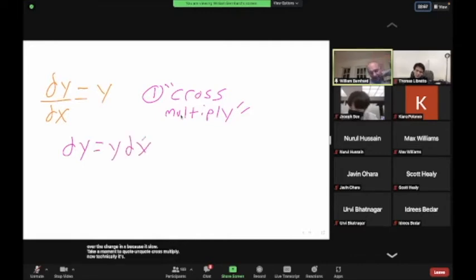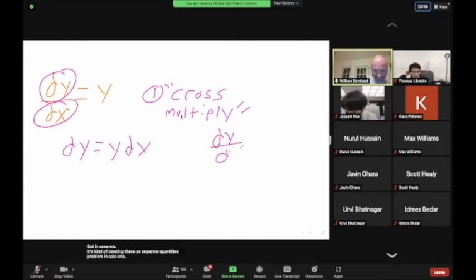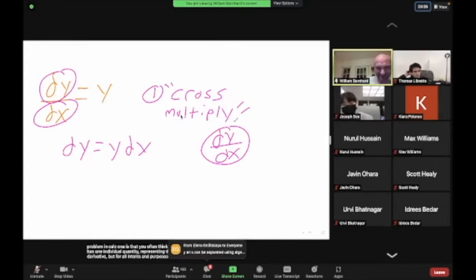Now, technically, it's not cross multiplication. It's the theory of differentials. These are differentials. If you took a very rigorous Calc 1 class, you can prove that dy is equal to y dx. But in essence, it's kind of treating these as separate quantities. The problem in Calc 1 is that you often think of dy dx as one individual quantity representing the derivative. But for all intents and purposes, this mechanism works here. So, quote unquote, cross multiply: dy is equal to y dx.